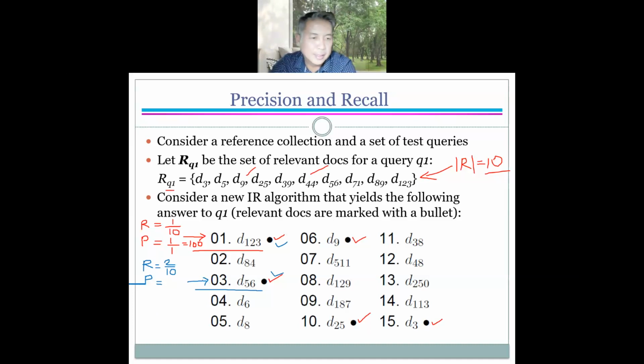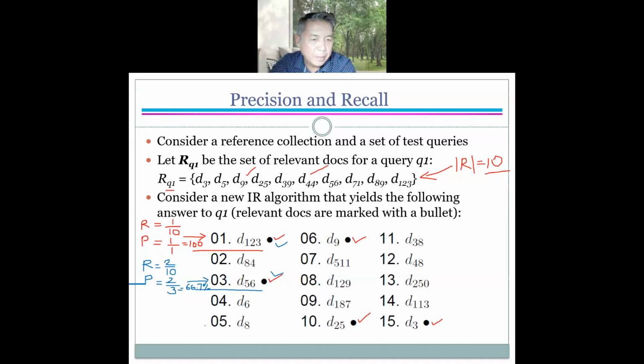2/3. So we have 3 documents, and out of 3, we have 2 which are relevant. Okay, so this is what? This is 66.7%.